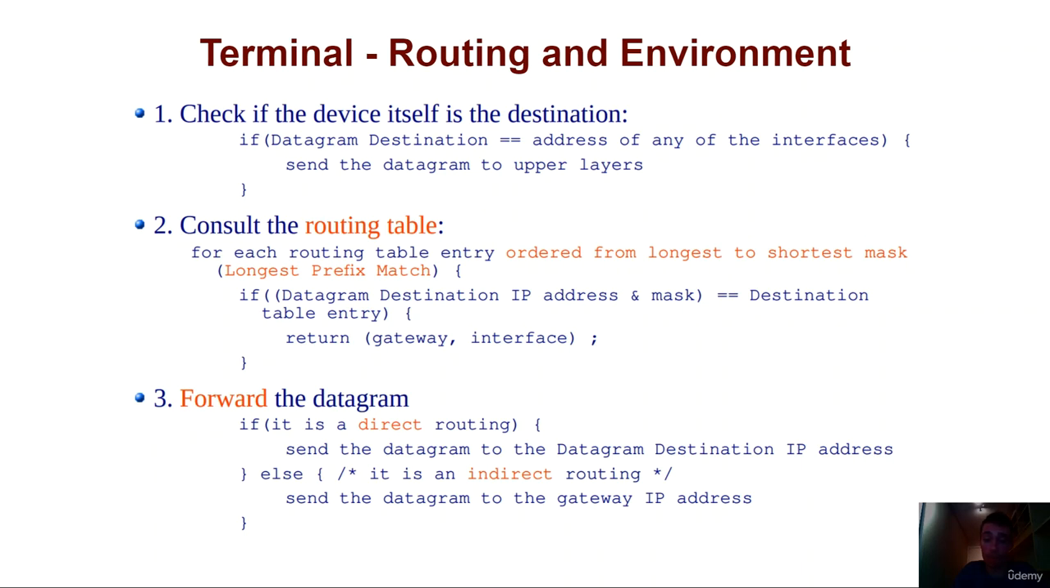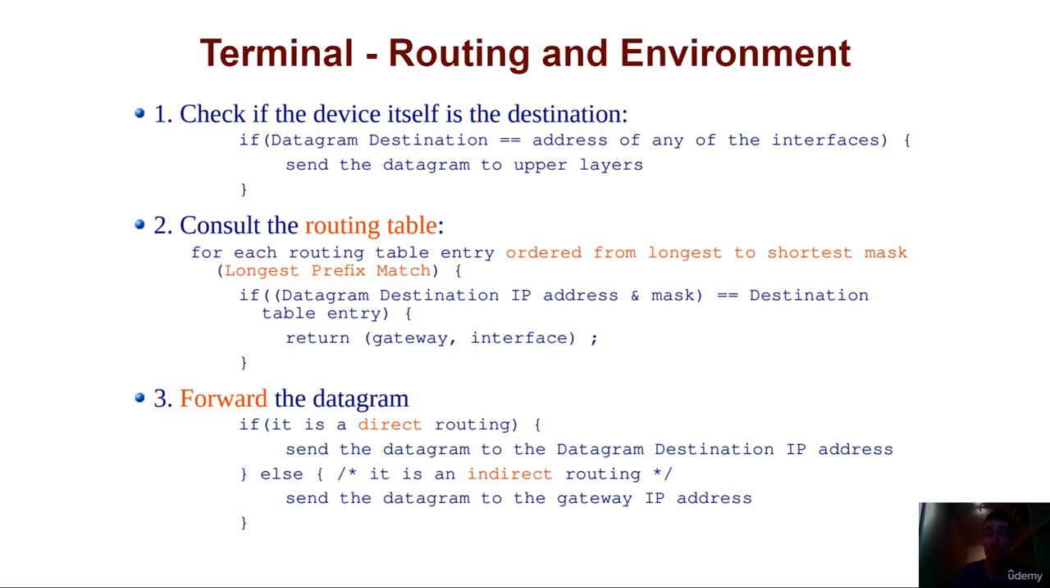Now, if the destination IP address is not mine, then we go to step 2, and in that case, we need to consult the routing table. Remember that this checking is done following the longest match principle, also known as the longest prefix match. So we check each entry of the routing table ordered from the longest mask to the shortest mask. The first entry that we check is the one that has the biggest mask. So it is not complex to see that the default network, the network to go to the internet, is the last one that is going to be checked.